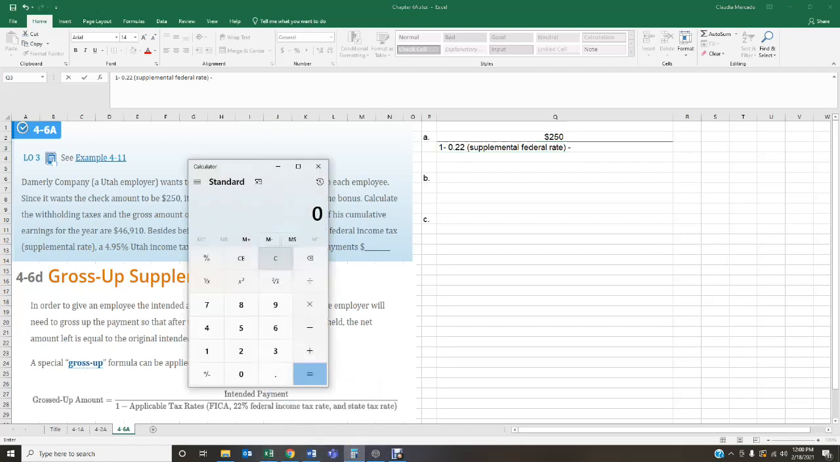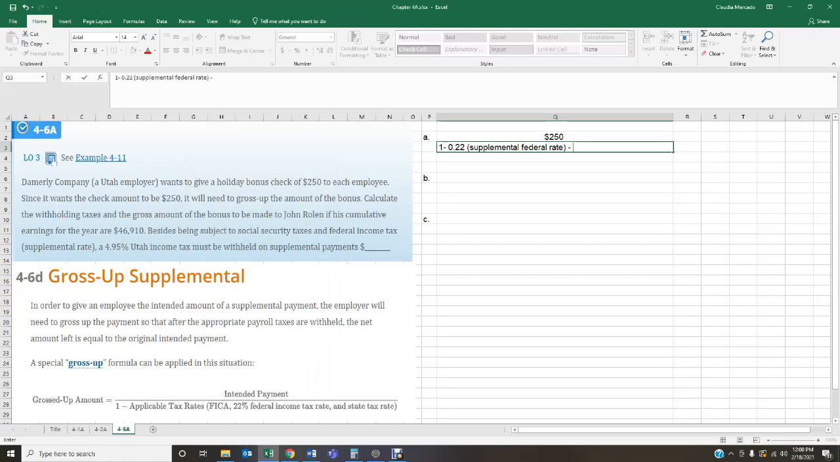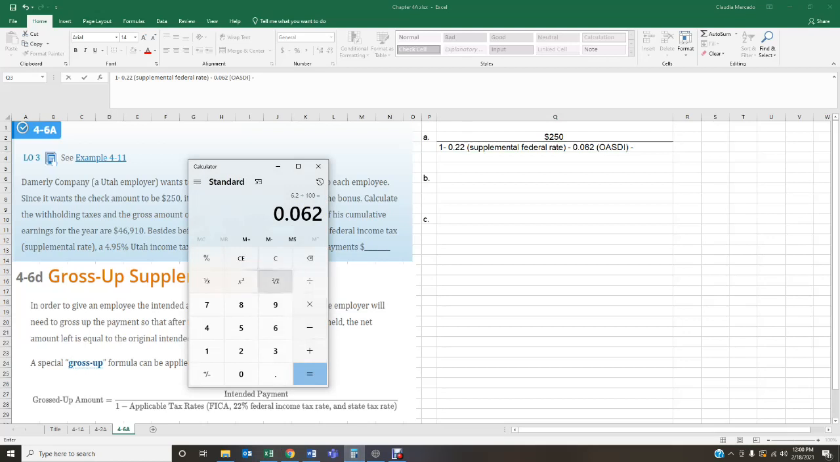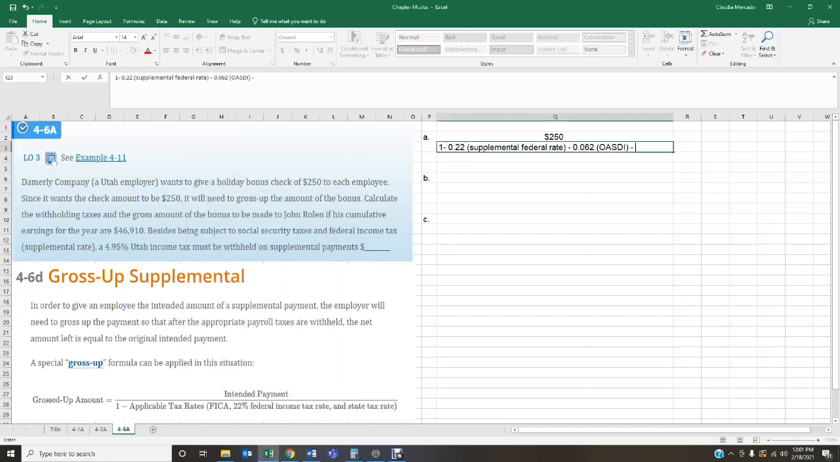Now our OASDI is 6.2%. I'm going to divide by 100, and that's going to give me 0.062. This is my OASDI. We're also going to subtract our HI, and our HI is 1.45%, and we're going to divide by 100. That's going to give me 0.0145. This is HI.